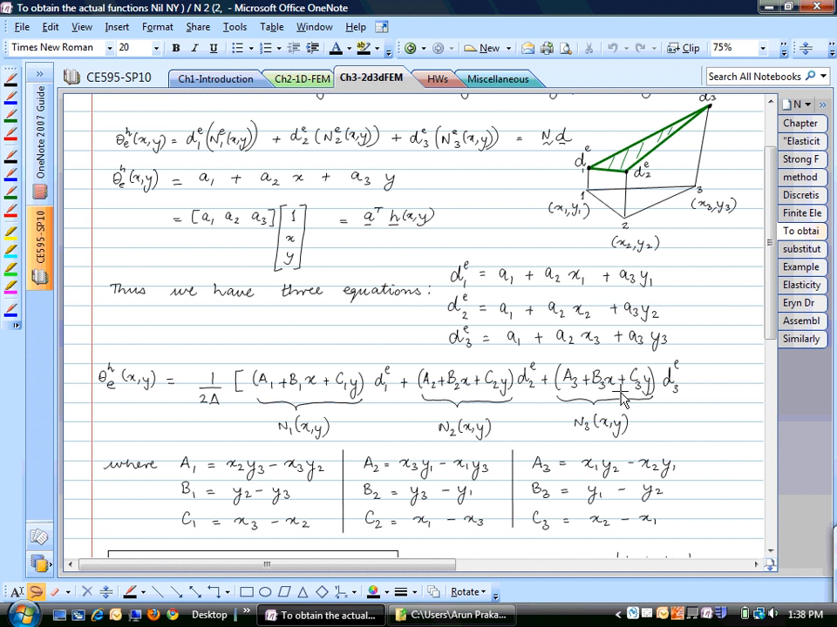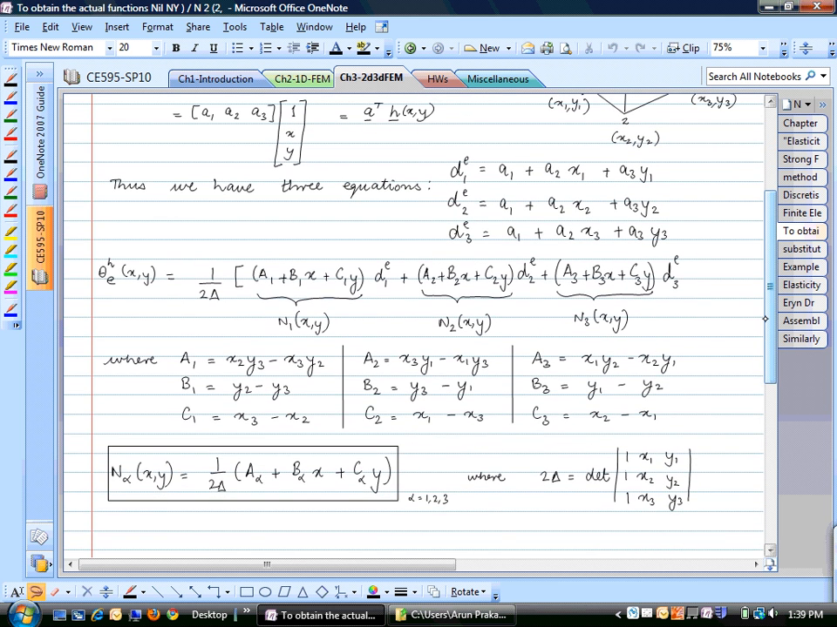Okay. So what we can see is that all you needed to do to calculate the expression for N1, N2, N3 in this case was to just solve these 3 equations, 3 unknowns for A1, A2, and A3. If you do that and plug them back into this equation right here, you will get this form. And then if you collect the terms d1, d2, d3, then you will see that this is N1, this is N2, this is N3.